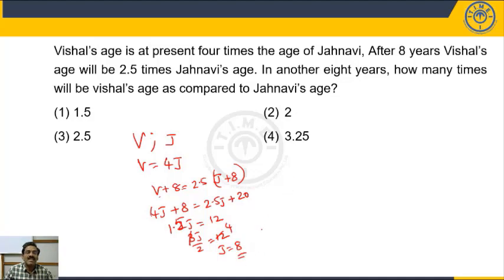If Jahnavi's age is 8 years, Vishal's age will be 4 × 8 = 32. Right or not? So this implies Vishal is 32 years old. In another 8 years, how many times Vishal's age will be as compared to Jahnavi's age? As of now, Vishal's age is 32, Jahnavi's age is 8. Right? So in another 8 years, already we included the earlier 8. After 8 years only we are looking at.